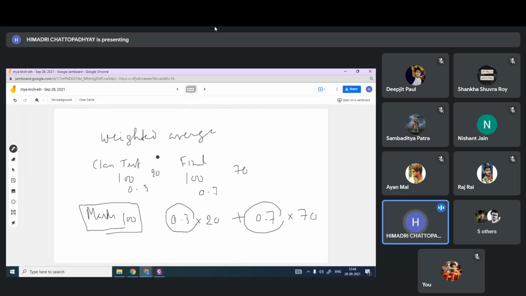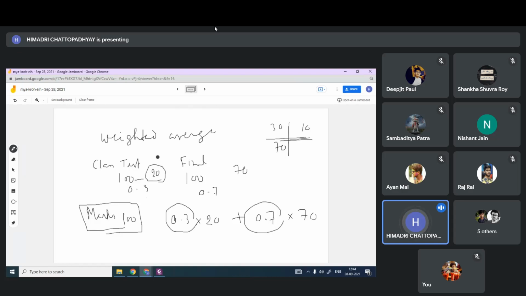Weight of class test is 30, weight of final is 70. So I evaluate everything out of 100, but by weight I am adjusting. Here, weight of class test is 0.3 and weight of the final is 0.7. Otherwise, I can also take 30 marks for class test and 70 for the final. Then I do not need this weight. Then I just straight add.